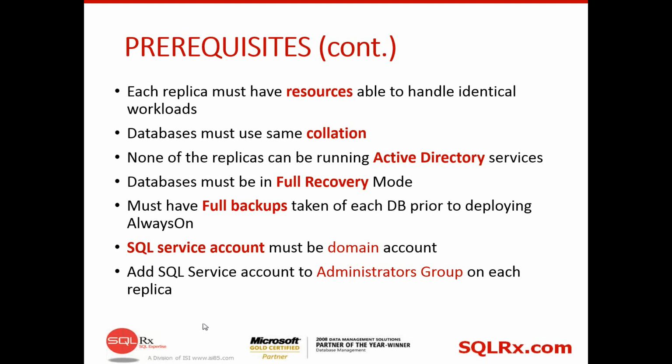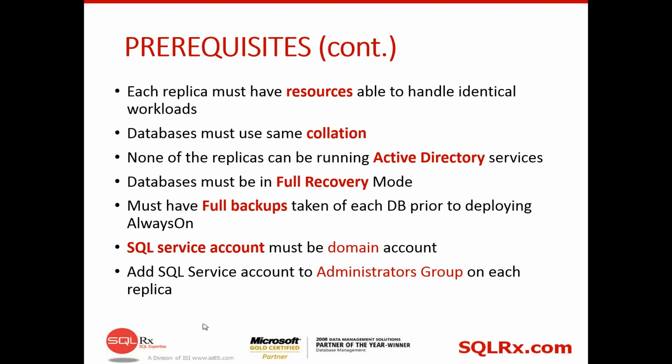All right, databases must use the same collation. Sorry about that. They cannot differ across the replicas. You've got to use the same collation. None of your replicas can be running Active Directory. Your databases must be in full recovery mode. You need full backups taken of each database before you install AlwaysOn.